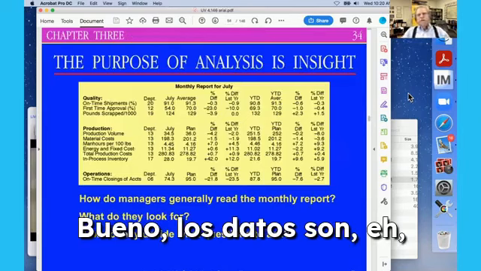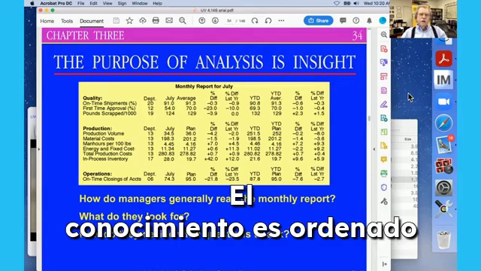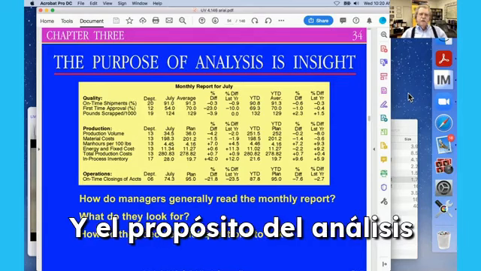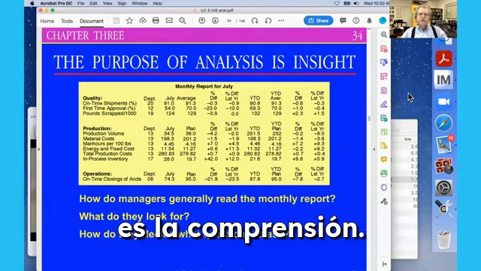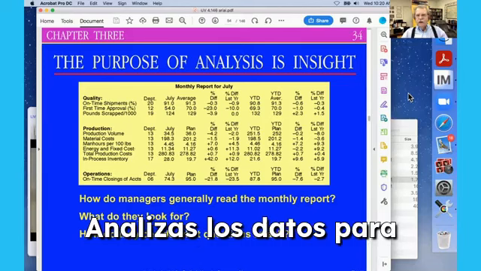Well, data are random and miscellaneous. Knowledge is orderly and cumulative. And the purpose of analysis is insight. You're not going to analyze the data for fun. You analyze the data to gain insight.